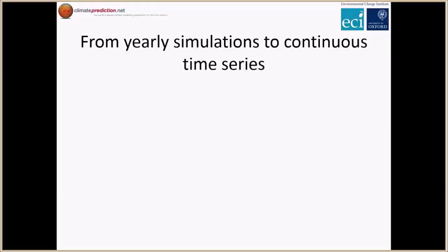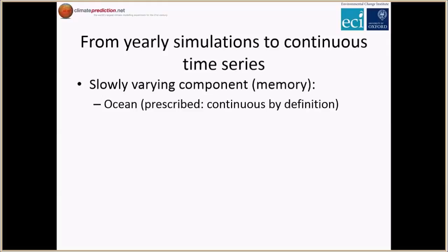Now, in these simulations using weather@home, we always get single-year simulations. How do we go from there to continuous time series? What we did for that, we considered the slowly varying components of the climate system, which have memory and may impact the weather. Of course, an important component is the ocean, but the ocean in these experiments is prescribed to the observed, so by definition it's continuous when you go from one year to the next.